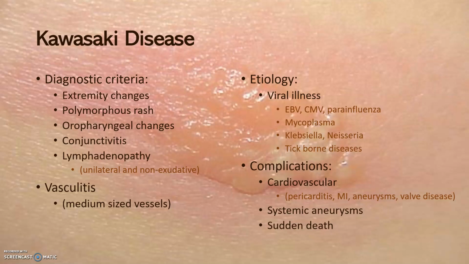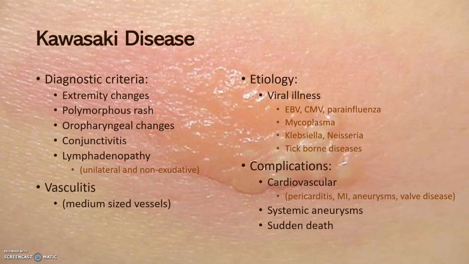Pathophysiology: it's a vasculitis of medium-sized vessels, and it's usually precipitated by infections such as viral illnesses, but can also be due to mycoplasma, certain bacterial infections, and specifically tick-borne or rickettsial diseases. The common cause in our country is viral illnesses such as parainfluenza or CMV, but remember, this can also be precipitated by COVID-19, just topical.